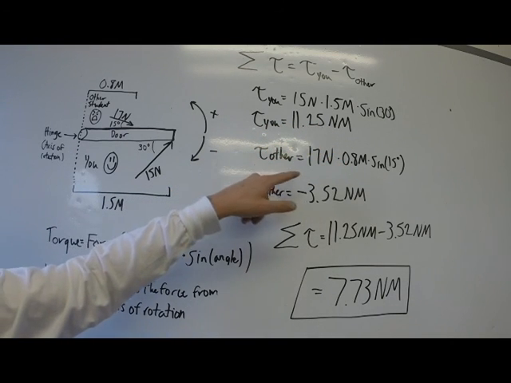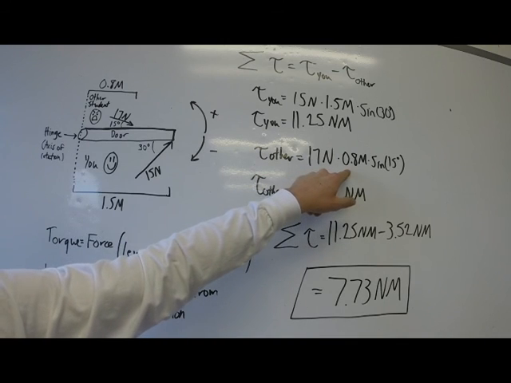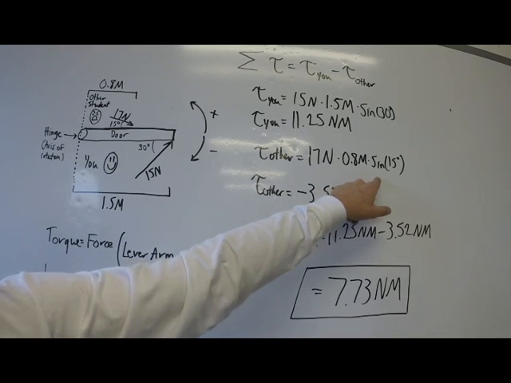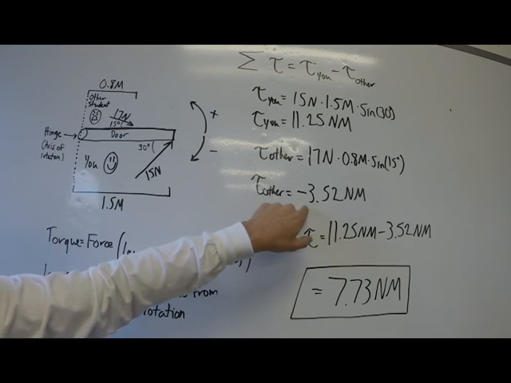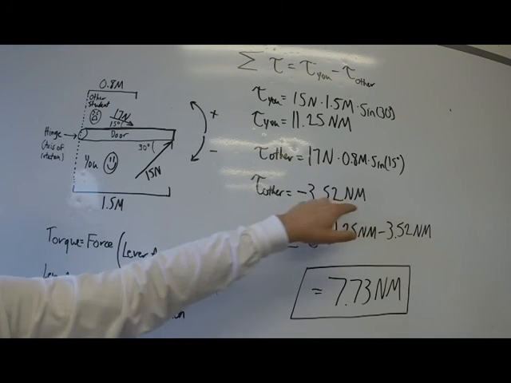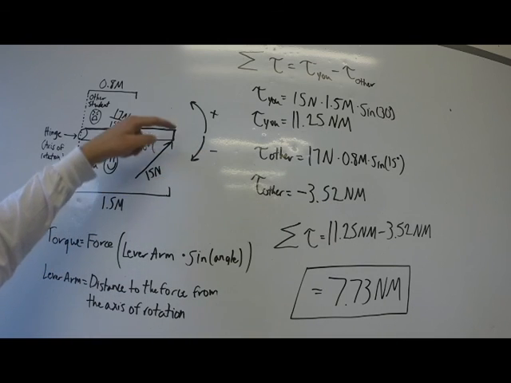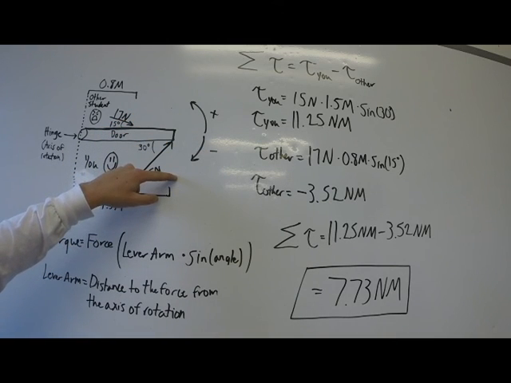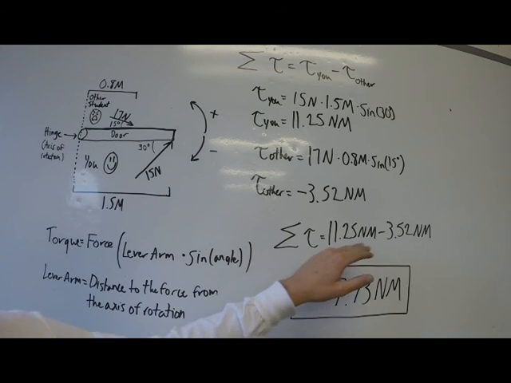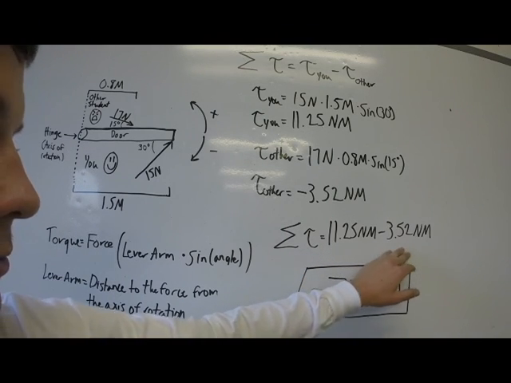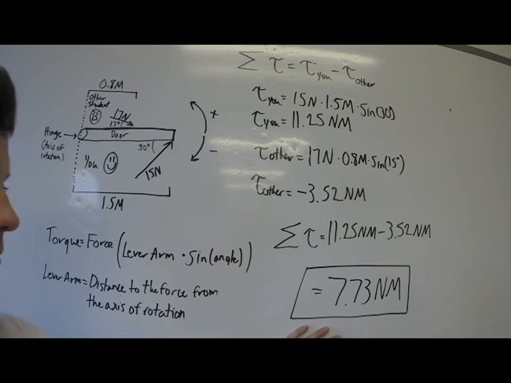Now the other student is going to be 17 newtons times 0.8 meters times sine of 15 degrees for their angle. So their total torque is going to be negative 3.52 newton meters. Their answer is negative because they're pushing the opposite direction of you, so they're trying to get out the door. So the total torque in the system is going to be your number minus the other student's, which would give you a total torque of 7.73 newton meters in the system. So you will be able to push the door harder than they will, allowing you to get into physics class.